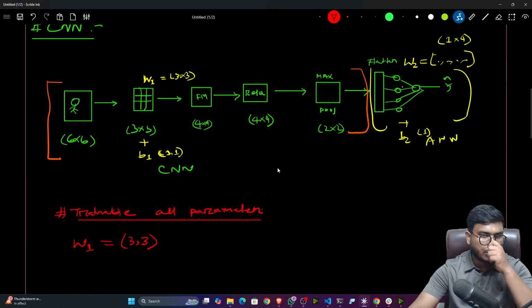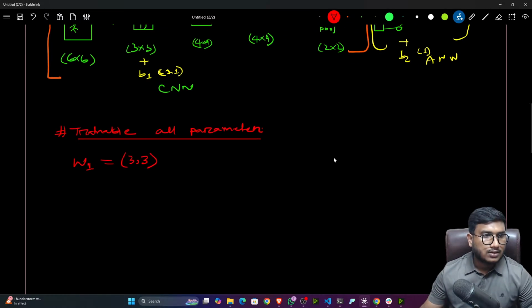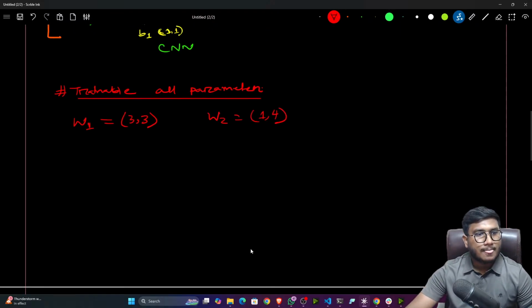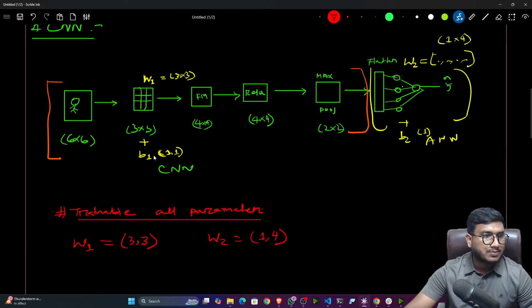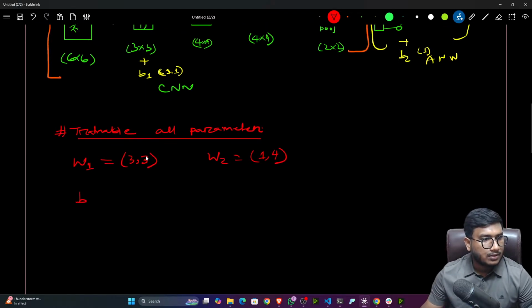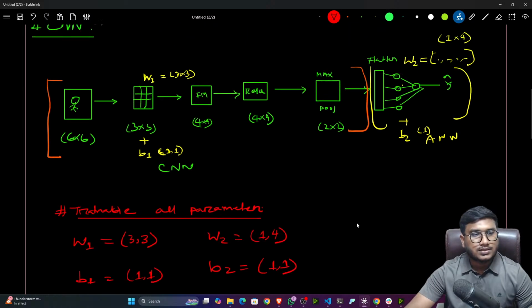Then you have W2, and what is the size of W2? You can consider W2 is equal to 1 comma 4, a 1 comma 4 matrix. Then you have the bias B1. What is the size of B1? The size of B1 is 1 cross 1. It's a scalar number, and you have B2. B2 you can also consider to be 1 cross 1, because it's a scalar number at the end.